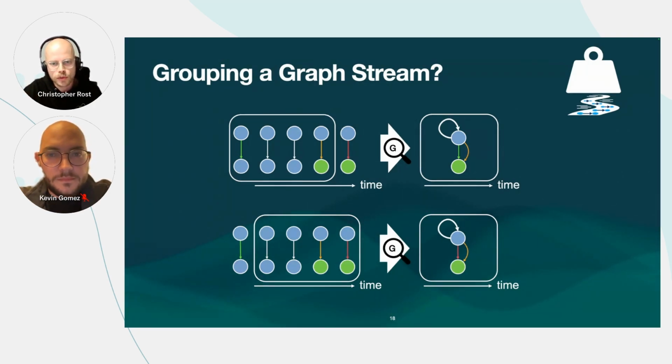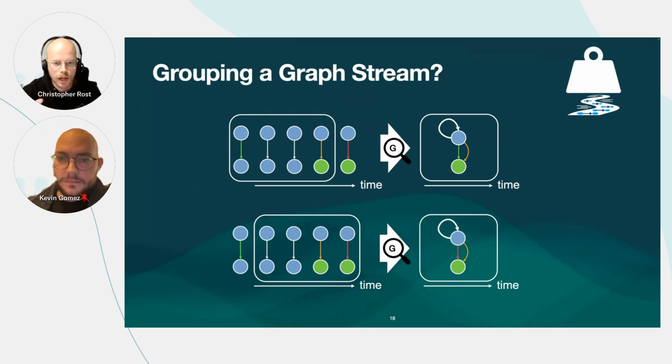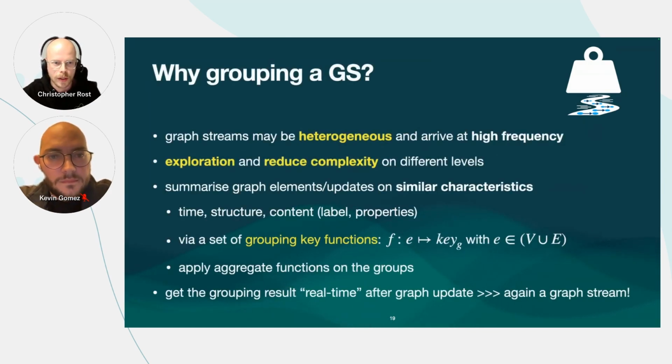And then the algorithm groups this graph by characteristics that we can define. Here in this example, it's just a label. That means all nodes with the same label are grouped together and all edges with the same label are grouped together. And the result here is again a graph stream that is continuously produced in this grouping. While the window changes in our stream, so new edges come in, some of them go out, then the grouping result updates and we get a new grouping of this graph. So this is the main idea behind the grouping.